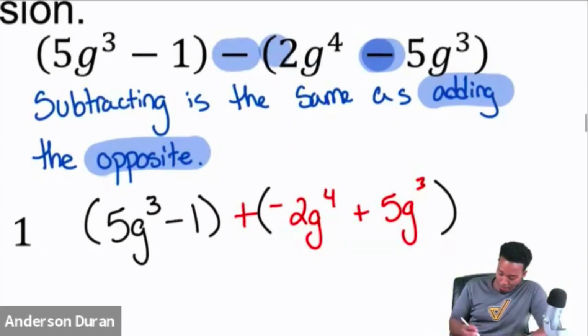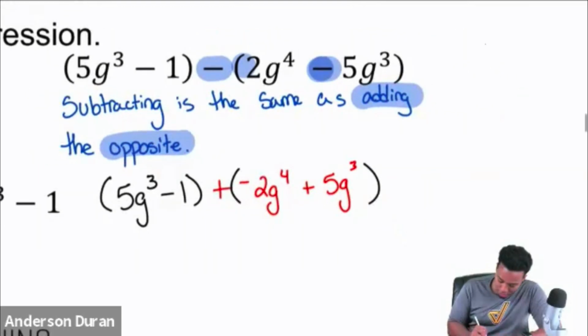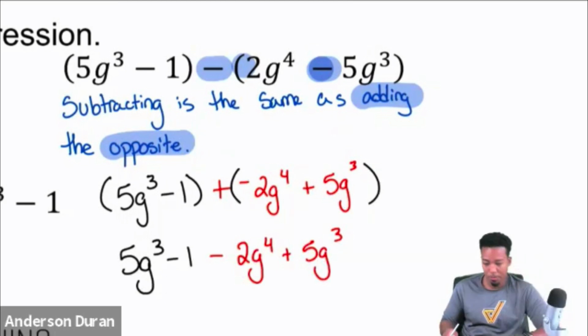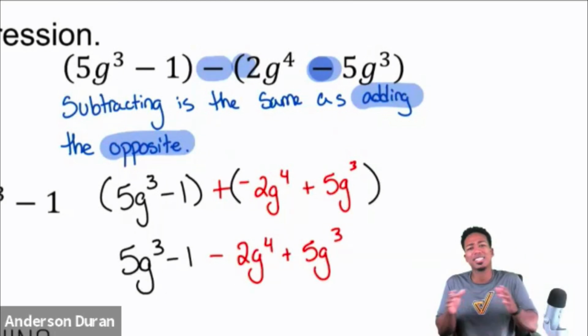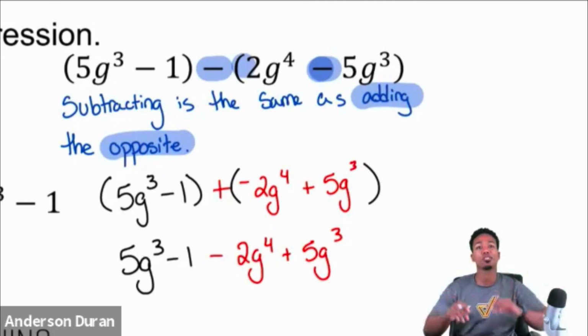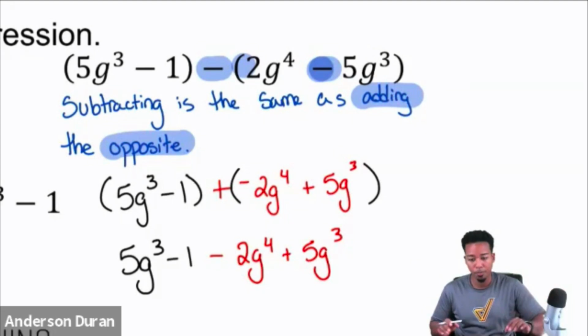And so what's going to happen here at the end of the day is you're going to have 5g cubed minus 1. And since you're adding a negative, that's the same thing as subtracting. So minus 2g to the fourth plus that 5g cubed. So again, all that's happening, if you're subtracting in front of the parentheses, just basically change the sign of everything inside and proceed as normal.